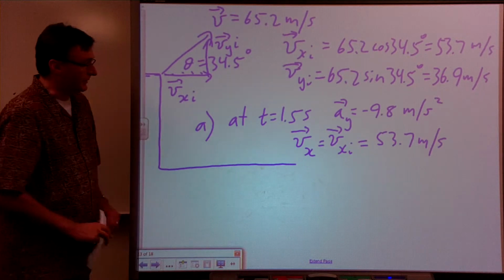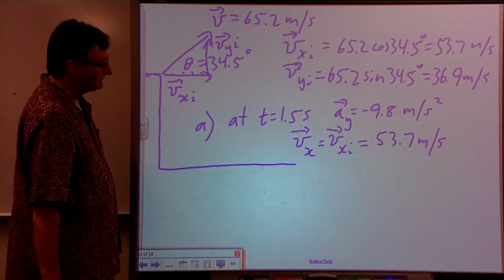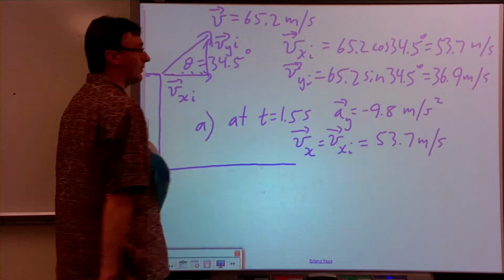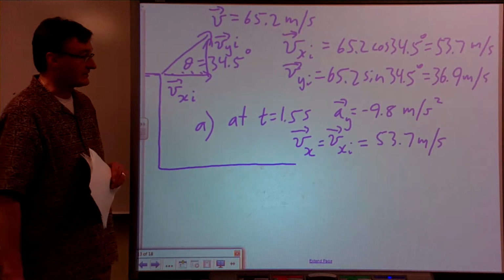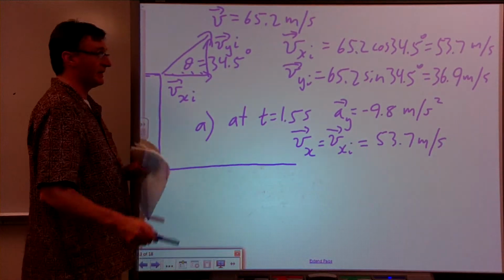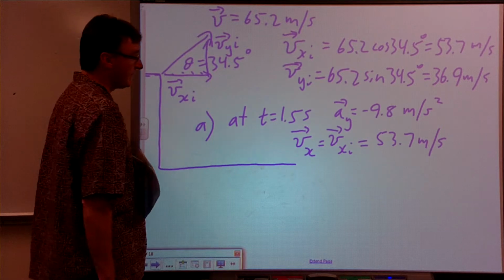Well, at 1.5 seconds, so that's our time, the acceleration is just going to be in the y direction. There's no acceleration in the x direction. And that's going to be minus 9.8 meters per second squared. And again, that's just in the y direction.